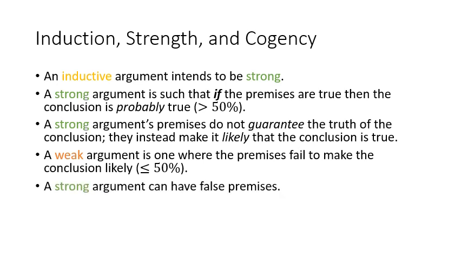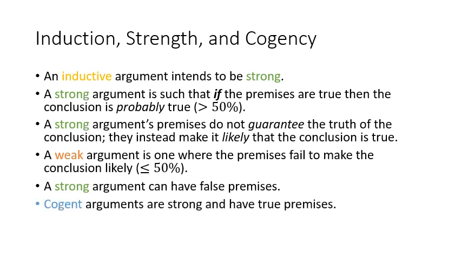And again, a strong argument can have false premises. When we talk about strength here, we're just talking about that second question, whether or not the premises prove or provide support for the conclusion. So it could have a false premise. What we're shooting for is one that is both strong and has true premises. A cogent argument is the name of an argument that is both strong and has true premises.